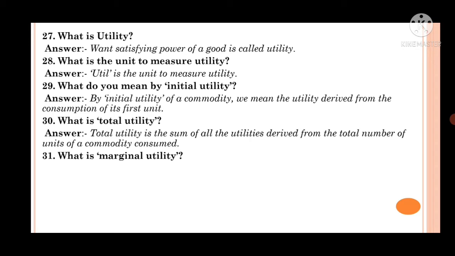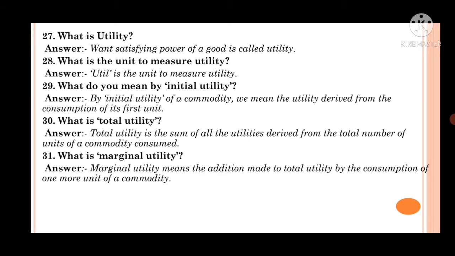Then question number 31, what is marginal utility? Answer is, marginal utility means the addition made to total utility by the consumption of one more unit of a commodity. When you consume one more unit of a commodity or an additional unit of a commodity, how much utility you get from the commodity, that is known as marginal utility. So it means addition made to total utility by the consumption of one more unit of a commodity.